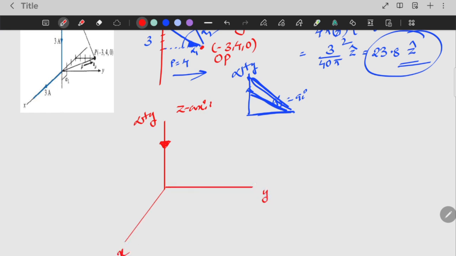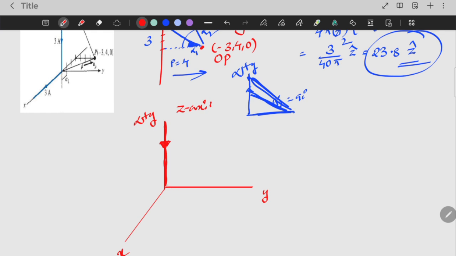This is the x-axis, this is the y-axis. This is the current element. So what is the L cap here? L cap is from the current direction only now. That is negative z cap. And where is the observation point? Observation point is (-3, -4, 0).